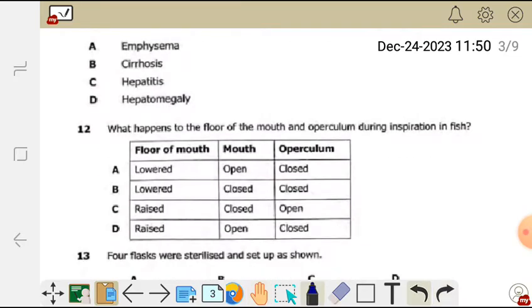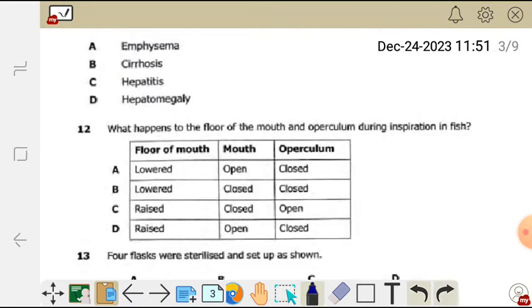Question 12. What happens to the floor of the mouth and operculum during inspiration in fish? A, the floor of the mouth will be lowered, the mouth will be open, and the operculum will be closed. B, lowered, closed, closed. C, the floor will be raised, the mouth will be closed, and the operculum will be open. D, the floor will be raised, the mouth will be open, and the operculum will be closed.